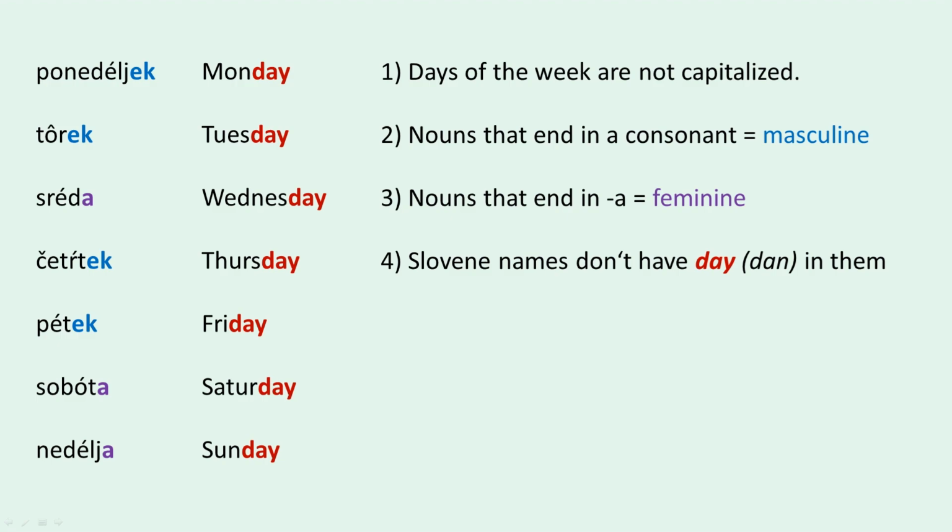We can also see that there is no day in the names of the days of the week like there is in English. In Slovene, day is dan, and as you can see, none of the names have dan in them. It's just ek for the masculine names and a for the feminine ones.